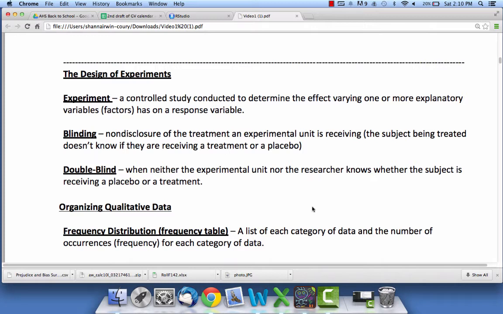Double blind is where you also don't tell whoever's evaluating them. So if you don't tell the person who you're treating, but you do tell the doctor who's testing their pain, then the doctor may subconsciously be affected also by knowledge of who's been treated.